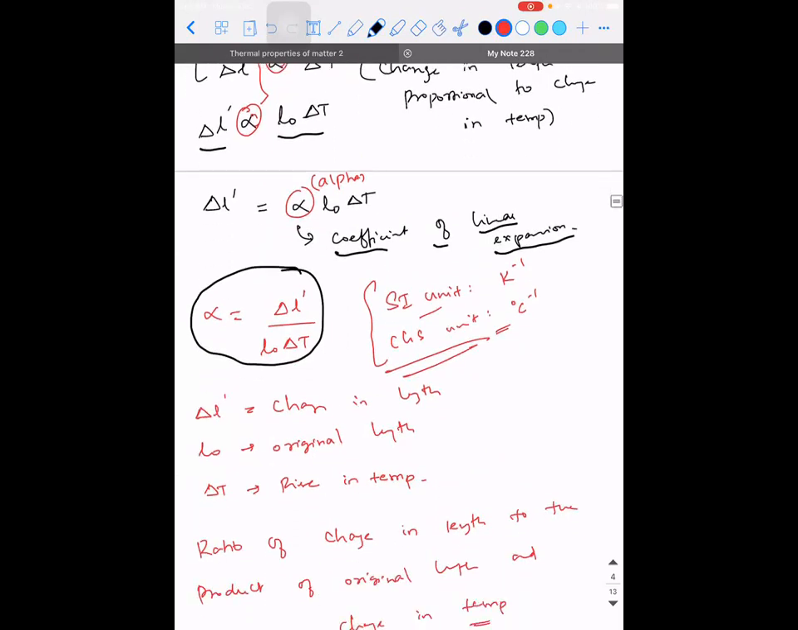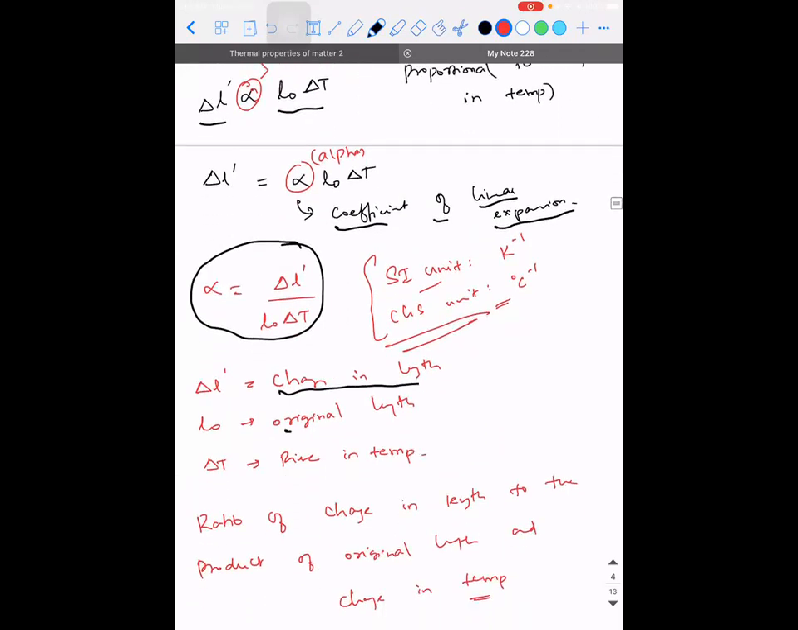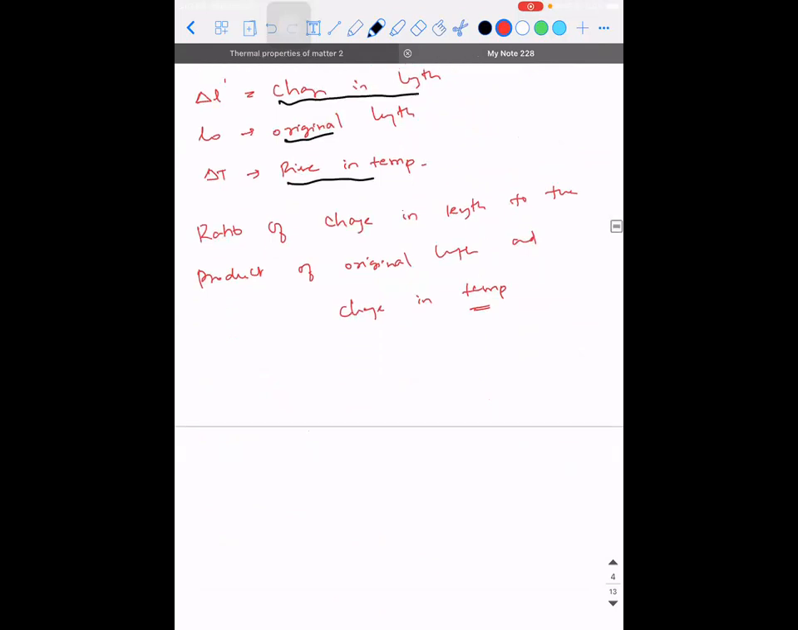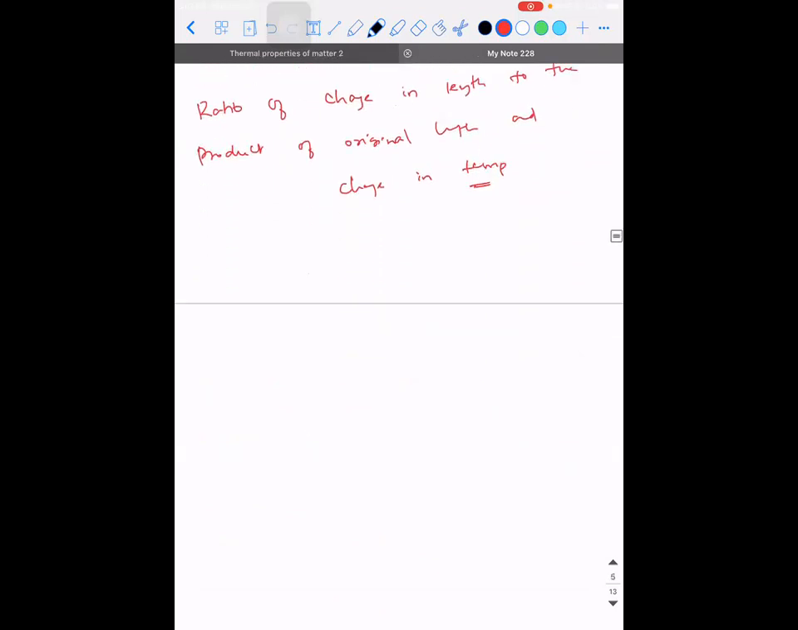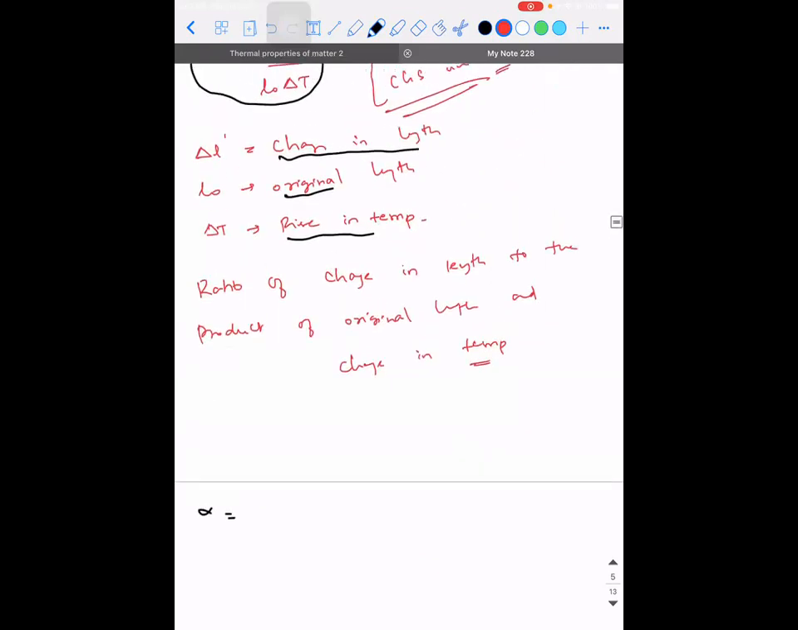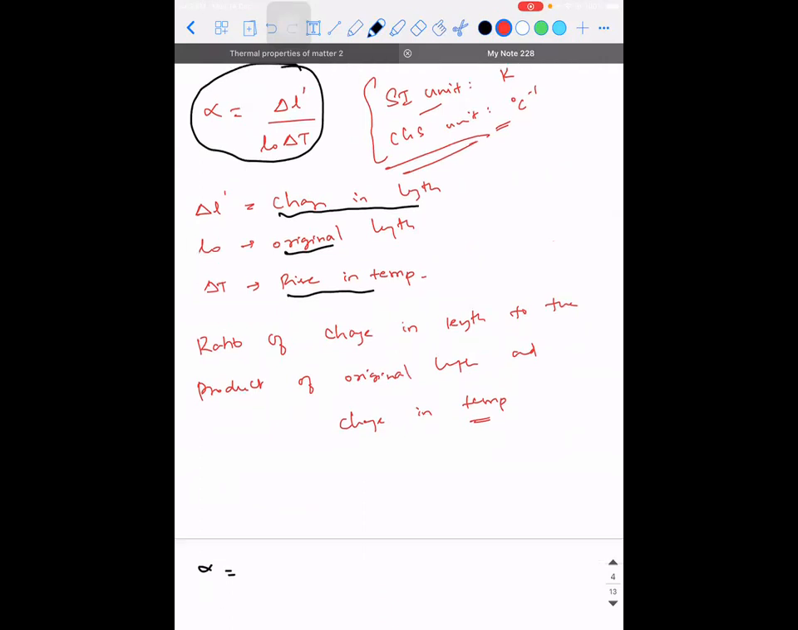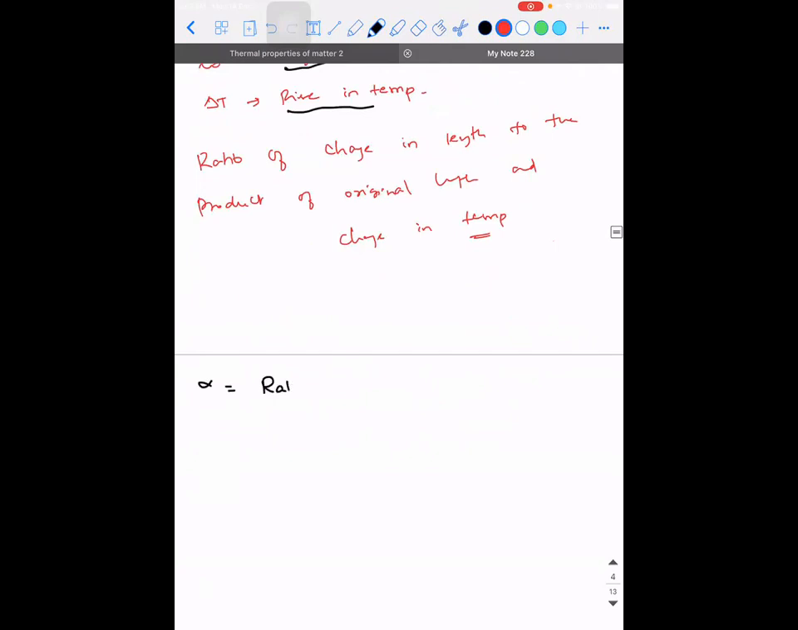And delta L dash is the change in length, L naught is the original length, and delta T is the rise in temperature. If that is the case, then how can we define the coefficient of linear expansion? Alpha will be equal to, so look at the mathematical expression of it. So when you look at it, you can say what is going to be the definition. Remember, guys, in physics, wherever you see division, we start with the term ratio. Ratio of what?